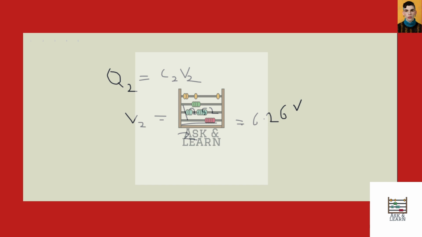Then we are supposed to find V3 the same way, which is Q3 divided by C3. So Q3 is also the same as 12.52, except C3 is 2.4. So your answer here is 5.218 volt. So let's summarize now.